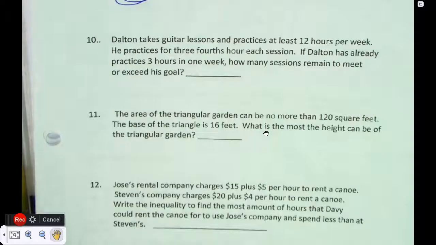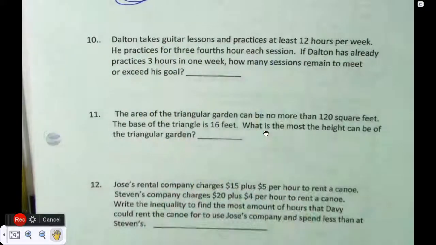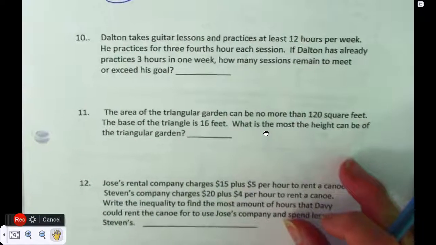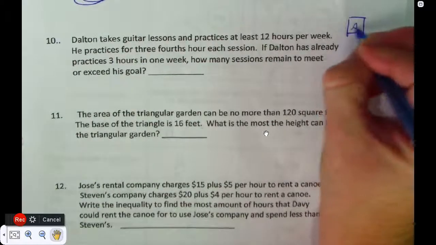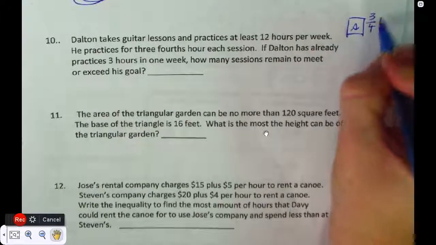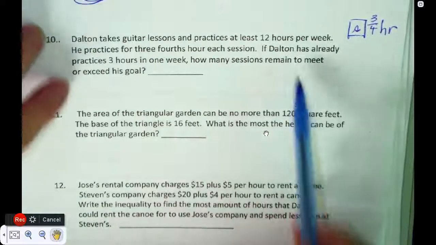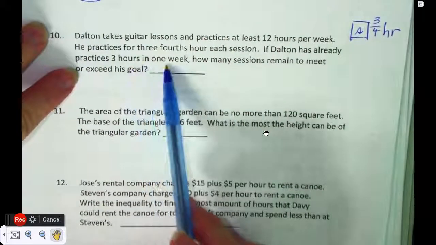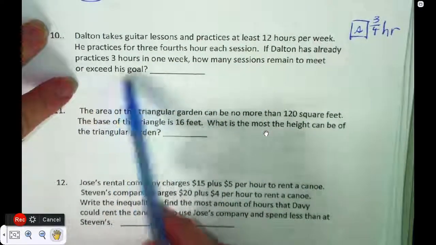Now, people have had a lot of trouble with this today. Dalton takes guitar lessons and practices at least 12 hours per week. He practices for 3/4 hour each session. So here's the session. How long does he practice in that session? No, 3/4 of an hour. He's already practiced 3 hours in the 1 week. How many sessions remain to meet or exceed his goal?